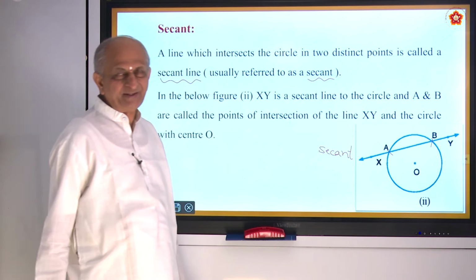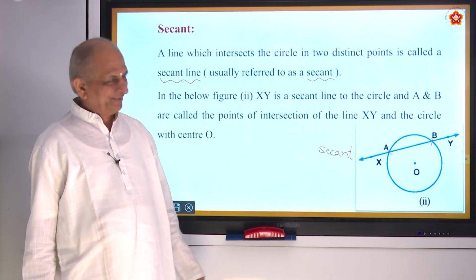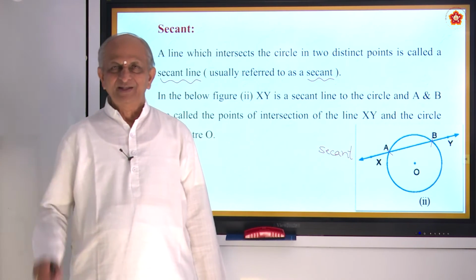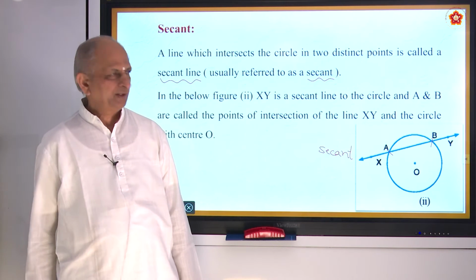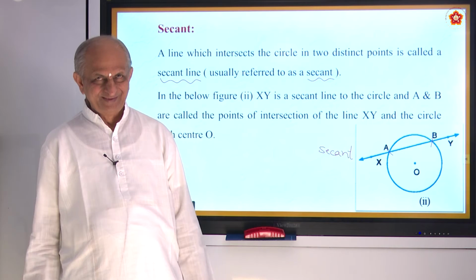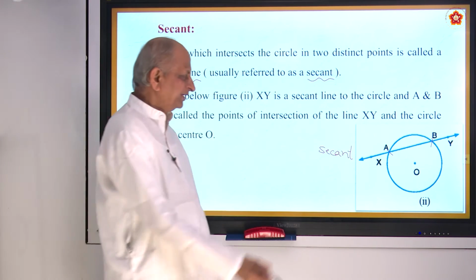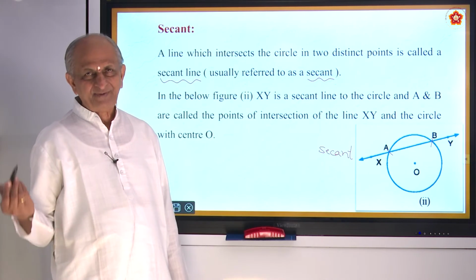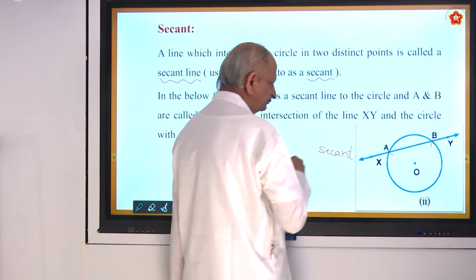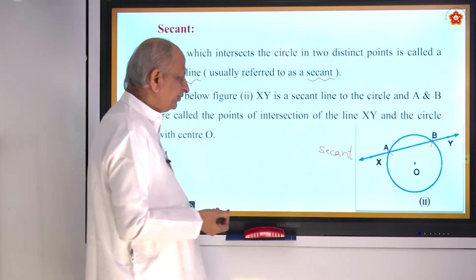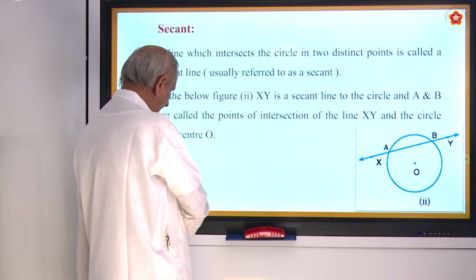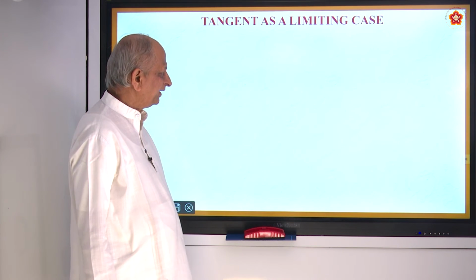When does a secant become a tangent? When the secant comes and touches the circle at only one point, then we call it a tangent. How many secants can you draw? Any number of secants. How many tangents can you draw for a given circle? Any number of tangents. As many points as there are, so many tangents you can draw. Is it not? So also secants. So I think you understood the meaning of the words secant and tangent.